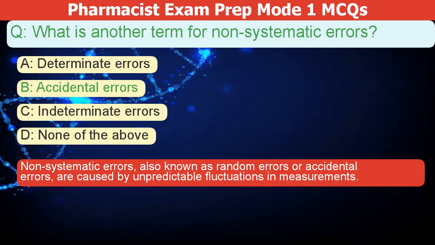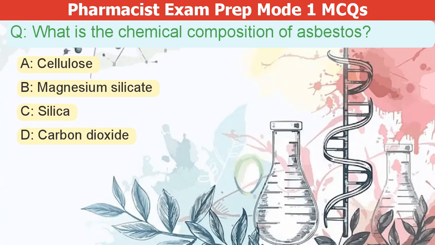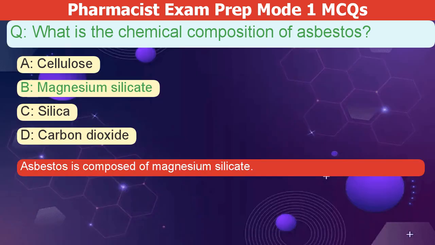What is the chemical composition of asbestos? A. Cellulose. B. Magnesium silicate. C. Silica. D. Carbon dioxide. The correct answer is B. Asbestos is composed of magnesium silicate.